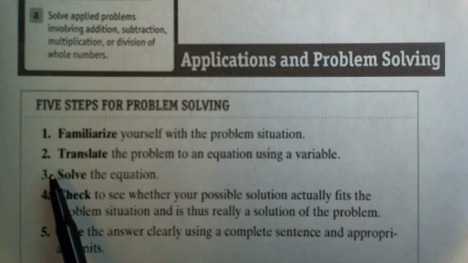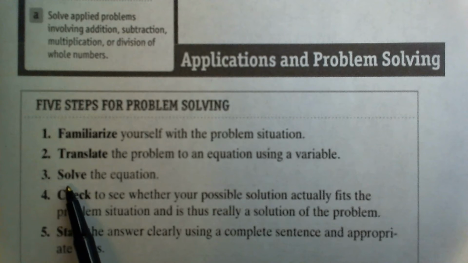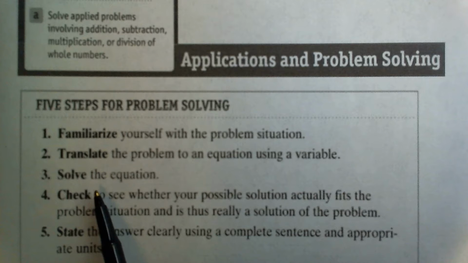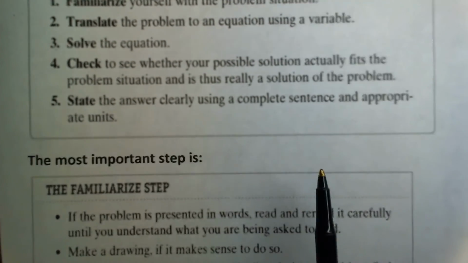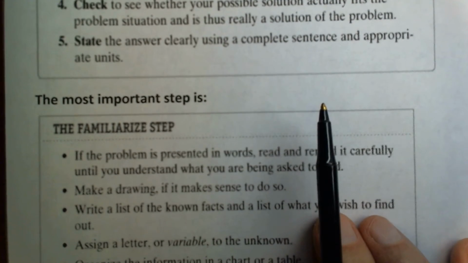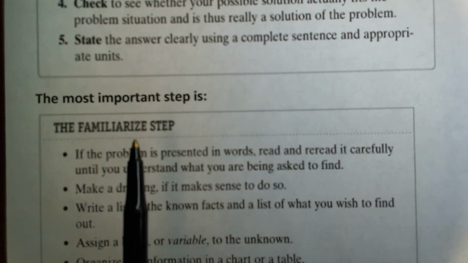So that's probably something new. And then we're solving the equation. That's why we had the previous section, how to solve equations. And then we check to see whether your possible solution actually fits the problem situation and is really a solution of the problem. And then number 5, we need to state the answer clearly using a complete sentence and appropriate units. Okay, so these are the 5 general steps, and we'll be using them in several applications in just a moment here. But the most important step is the familiarize step, number 1.